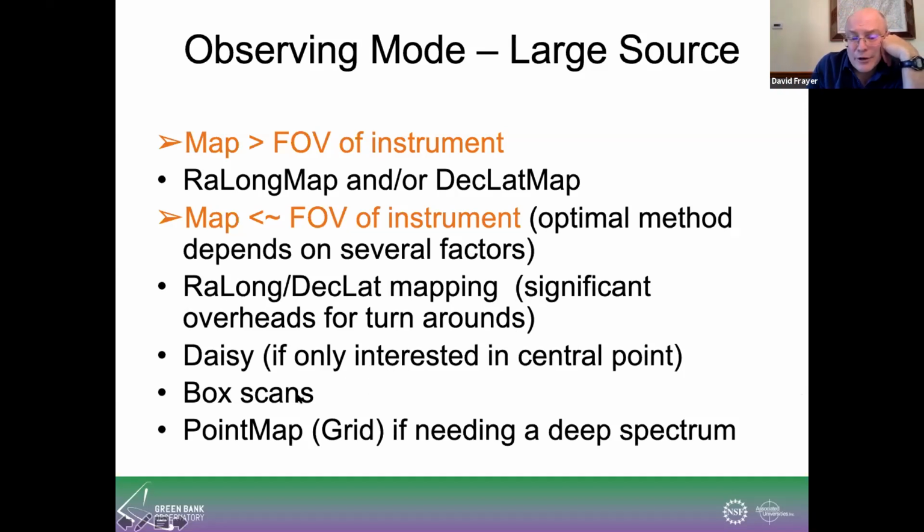There are other modes that we call box scans, where you find a box and observe like a ping pong ball or a billiard ball bouncing off a pool table, sort of smooth turnarounds within the box instead of doing hard turnarounds back and forth. And then if you're trying to go really deep, you can do the old fashioned way where you just point and stare, and then you move the telescope. That's called a point map. You can make a grid map.